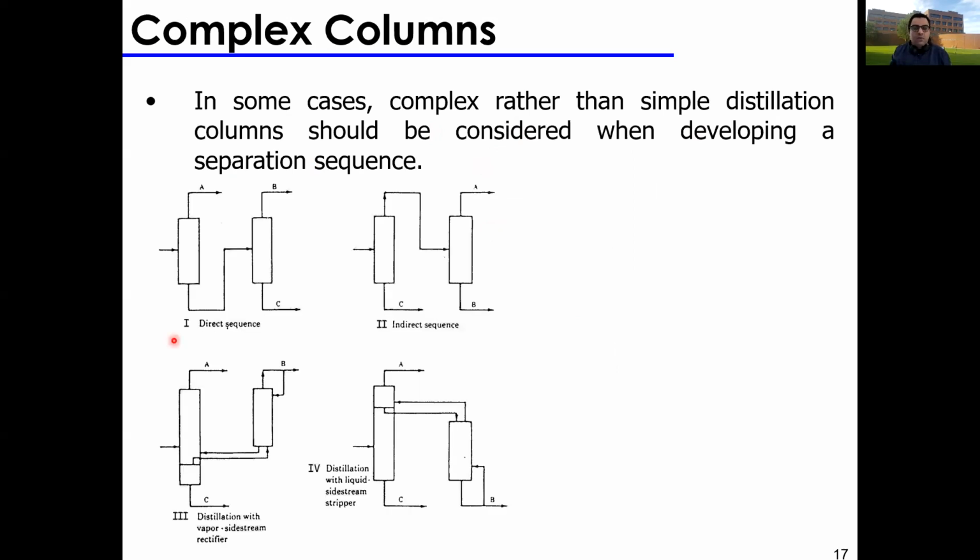Again, you can use direct sequence, indirect sequence. These are what we talked about. So direct sequence, I'm just removing my desired products from the top one by one. Indirect sequence, I'm removing my products from the bottom one by one. Could have something like this: distillation with vapor side stream rectifier. So I have a big distillation column with a second distillation column, and the second distillation column recycles back to the first one. Liquid side stream stripper, similarly, but this recycles to the top, this recycles to the bottom. So you can have some complex designs for distillation columns.